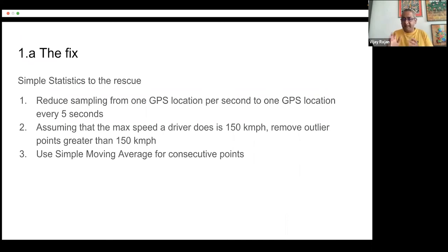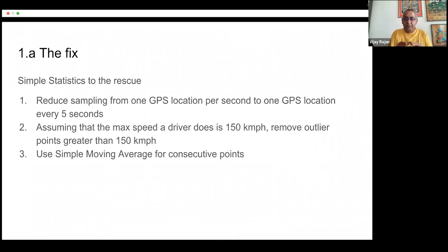Now, assuming that the maximum speed that the driver does is 150 kilometers per hour, we removed outlier points greater than 150 kilometers per hour. So if I am at a particular point, and the next point comes, and I know that the particular point is correct, because historically it also seems consistent, but the new point comes at 150 kilometers speed for 5 seconds, so whatever that distance is, if that point comes beyond 150 kmph times 5 seconds, we would then drop that point completely.